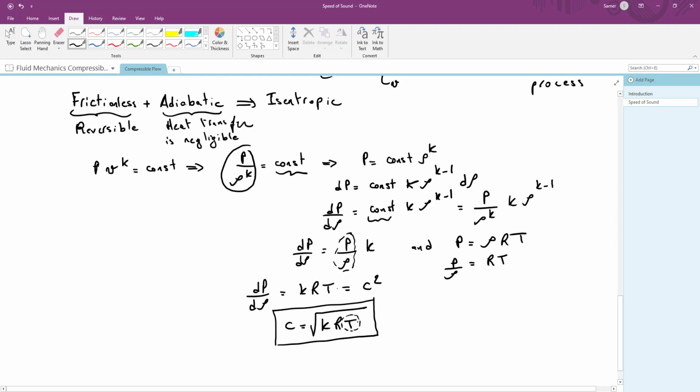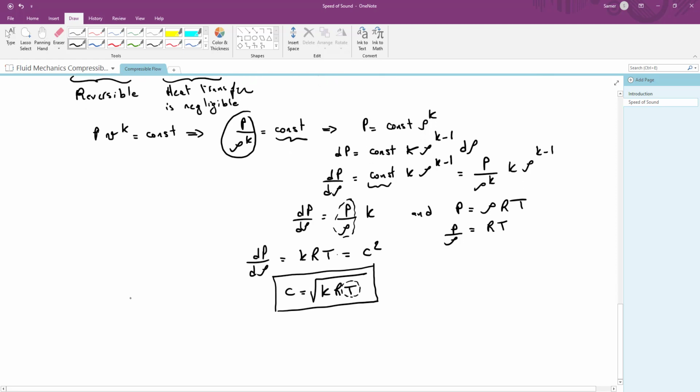So for example, if you want to calculate the speed of sound at very high altitudes, where the temperature of air is really low, you will obtain lower values of speed of sound when compared, for example, to sea level. At sea level, the temperature will be higher, and as a result, the speed of sound will be higher. So let's give some examples.